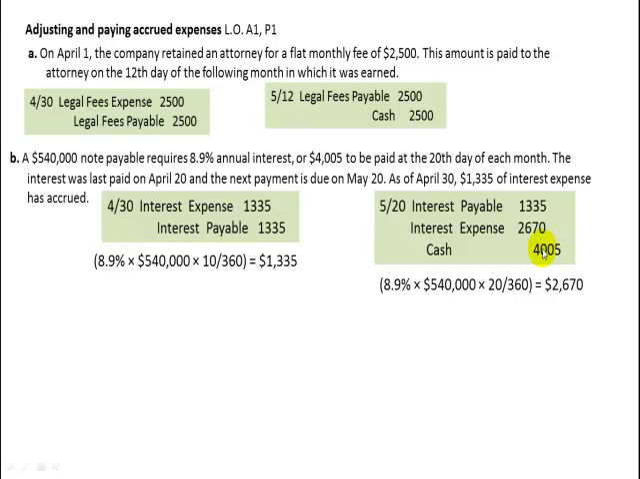And we're kind of straddling 2 months here. What we're doing is we're putting the $1,335, we accrued that in the month of April, and then when we make the payment on May the 20th, there's the April accrual for $1,335 and the amount of interest that we owe from that point on, that is from April 30th, or you might say May the 1st to May the 20th, is another 20 days, and that's $2,670. The total amount of the payment is going to be $4,005. Part B. Let's go on now to Part C.